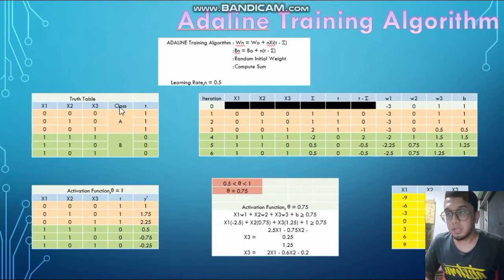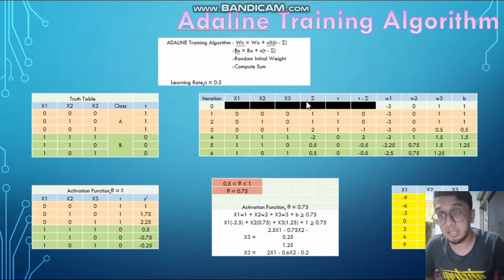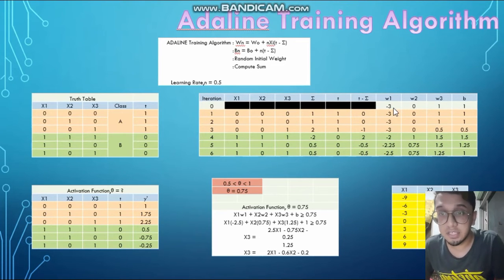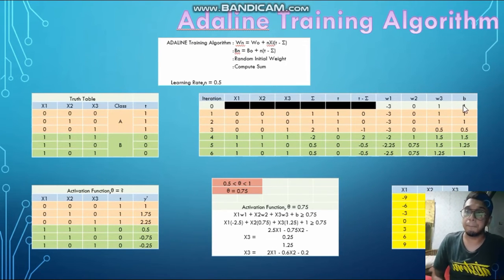So in this project, we need to calculate the iteration, which includes the number of s1, s2, s3, and summation, the number of t, the t minus summation, w1, w2, w3, and bias. So w1, w2, and w3 are the random initial numbers. So we have decided to use: w1 is -3, w2 is 0, and w3 is 1. So the bias number is also 1.